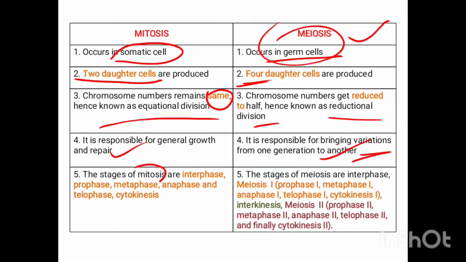Now the stages of mitosis are divided into prophase, metaphase, anaphase, telophase and cytokinesis, whereas the process of meiosis is divided into meiosis 1 and meiosis 2, and in between the two stages there is one stage called interkinesis, where the two daughter cells formed after the process of meiosis 1 will rest for some time, and then enter into meiosis 2. Now the process of meiosis 1 is divided into prophase 1, metaphase 1, anaphase 1, telophase 1 and cytokinesis 1, whereas the process of meiosis 2 is divided into prophase 2, metaphase 2, anaphase 2, telophase 2 and finally cytokinesis 2.